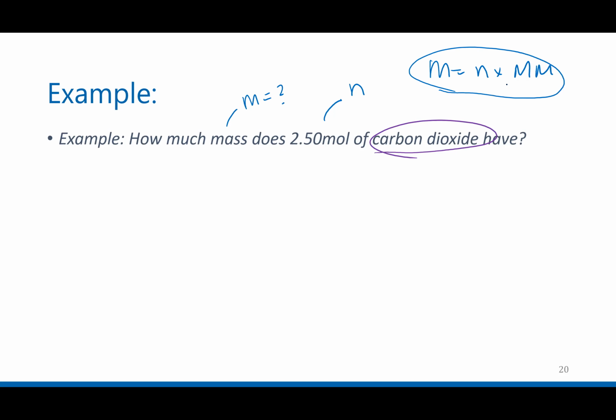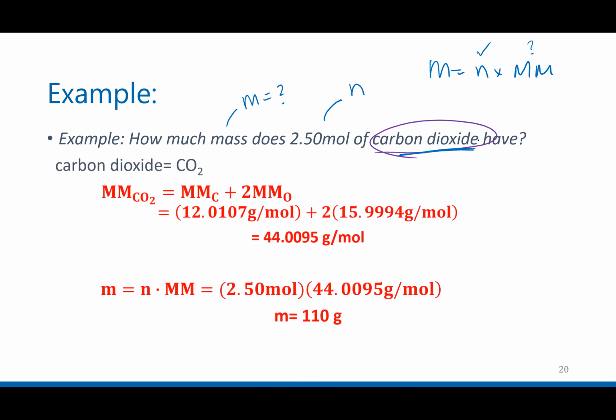Okay, well, if you look at this equation I have circled up on the top here, I'm looking for mass. They gave me moles, so I'm going to need to find molar mass first. So step number 1 is figure out what carbon dioxide is. What's the formula? If we don't know the chemical formula, we cannot find the molar mass. So step 1, get the chemical formula. Step 2 is find the molar mass.